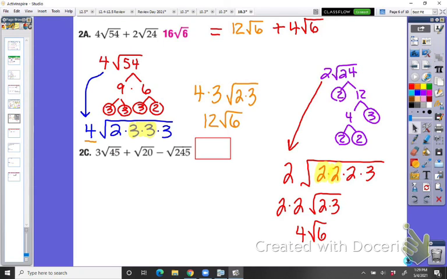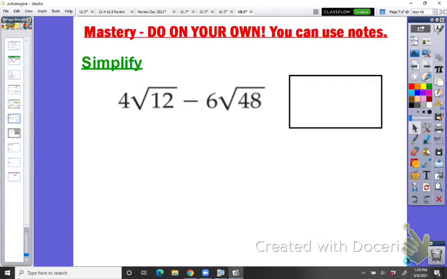Alright, so you can try 2c on your own. But then this is the one that you have to write down and send to me for credit.